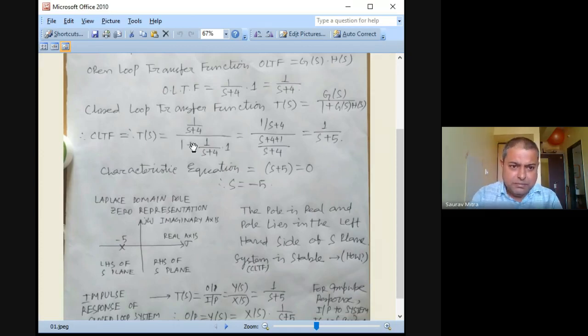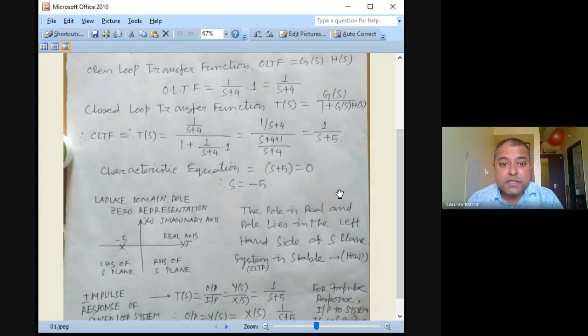So G(s) is 1 by s plus 4, and the closed loop is G(s) by 1 plus G(s)H(s). H(s), if not given, you can take as 1. If you solve this, it will be 1 by s plus 4 in the numerator. The denominator will be s plus 4 plus 1, divided by s plus 4. Now the s plus 4 cancels in both, so the transfer function becomes 1 by s plus 5. So G(s) is 1 by s plus 4, H is equal to 1.